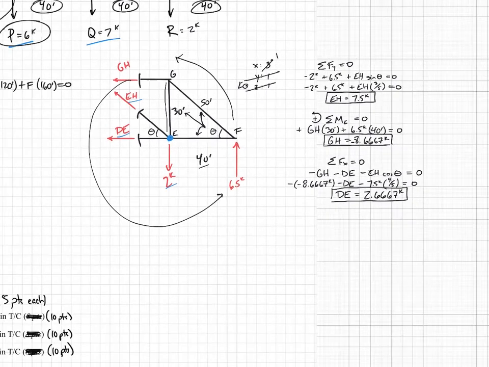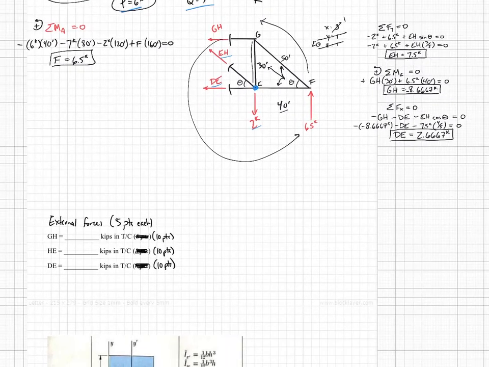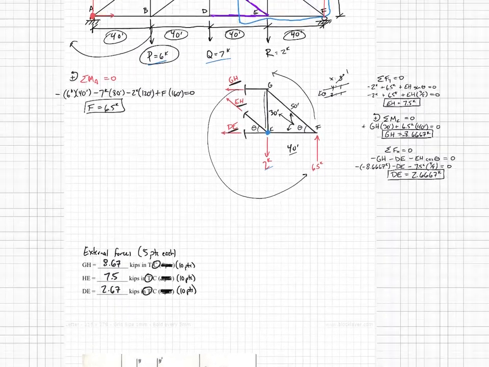So if I go down here and put these things in, I want to note that I assumed that all of these were in tension. Wherever I got a positive sign, in the case of EH, this should be in tension. DE was also positive, so 2.67. Remember, we're doing 3 sig figs. We're going to call that tension. However, GH was 8.67 kips, and it got a negative sign, so we're going to make that compression. So that's how you do it.